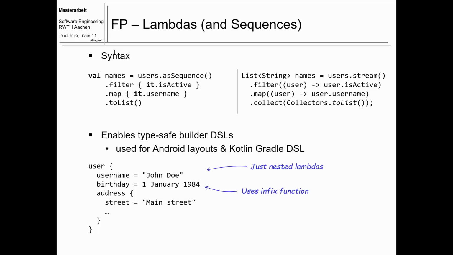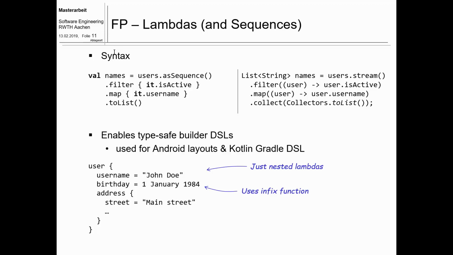And one interesting consequence of this kind of lambda syntax is that it allows you to create or use type-safe builder DSLs, so domain-specific languages. This is a very constrained set of DSLs you can use, but it's also very easy to create, and it's well built into the language, and basically just a result of some of the different language features of Kotlin. So this allows you to build complex objects with this kind of DSL syntax, like for instance here a user object where you can define a username, birthday, an address, and the address then is another nested object.